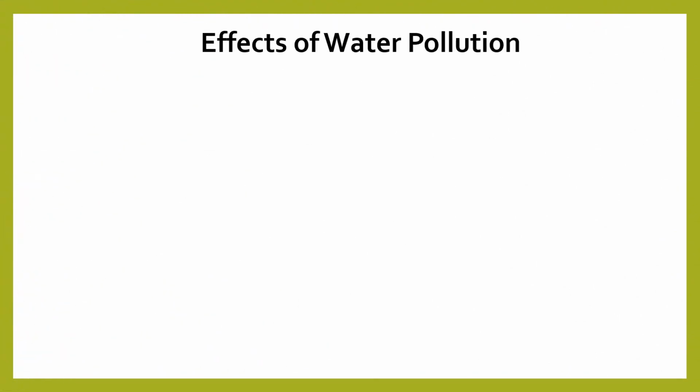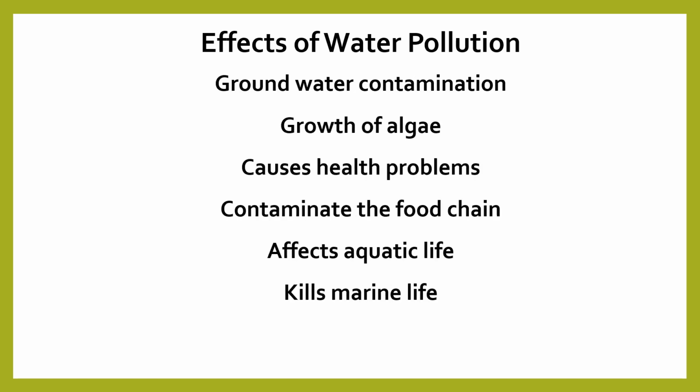Finally, the effects of water pollution. Now, what will happen if our water is polluted? Well, it will lead to groundwater contamination. It will also lead to the growth of algae, that green slimy stuff that grows in the water. Yes, algae feeds off pollution or pollutants. It can cause health problems. Whenever we drink the water, we can get sick. It also can contaminate our food chain.